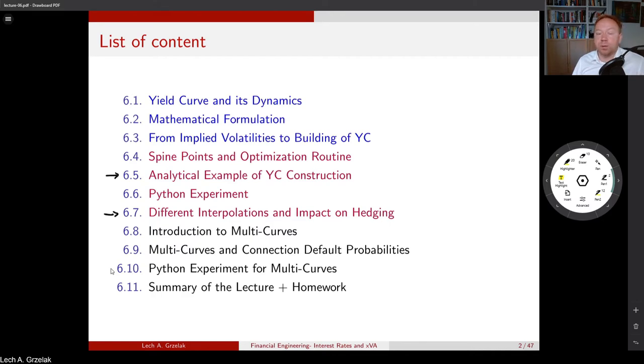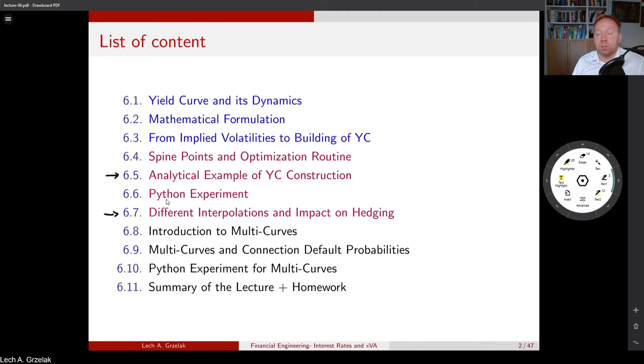And we will end up with a summary and homework. Today's homework, or at the end of the third block, homework will be to perform some implementation and extensions of Python codes I have provided, with additional calibration instruments and also some kind of hedging aspects. I hope you will enjoy this lecture.